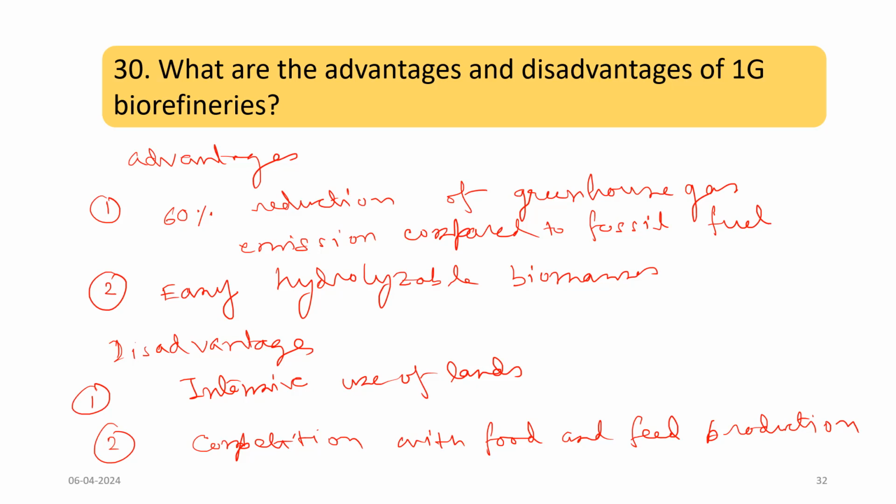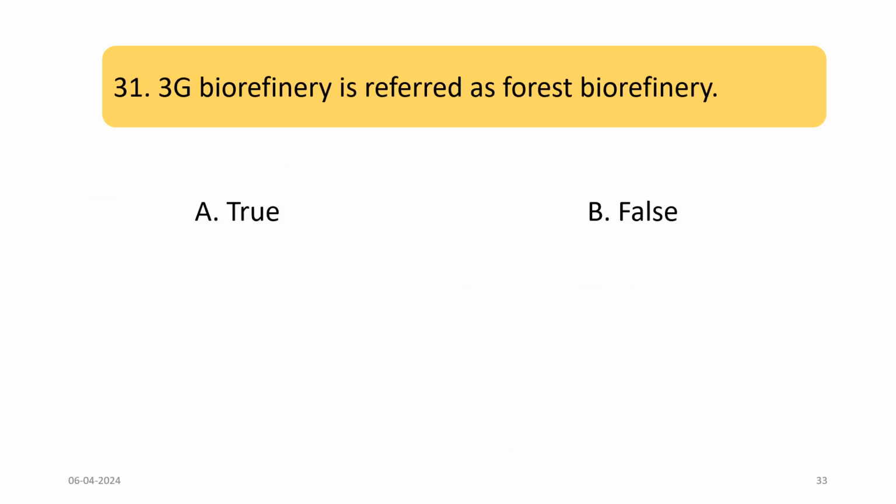Next question. 3G biorefinery is referred as the forest biorefinery. Is it true or false? So it is false because 2G biorefinery is referred as forest biorefinery.